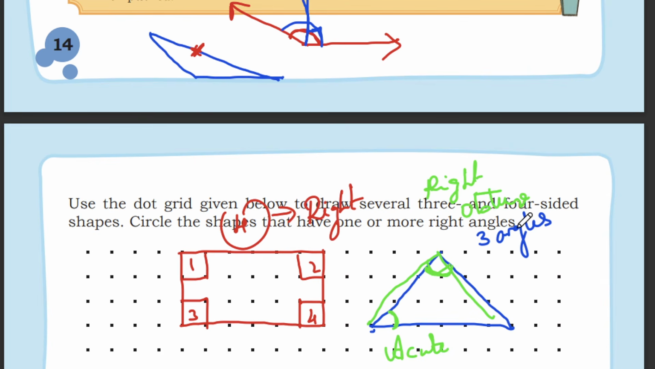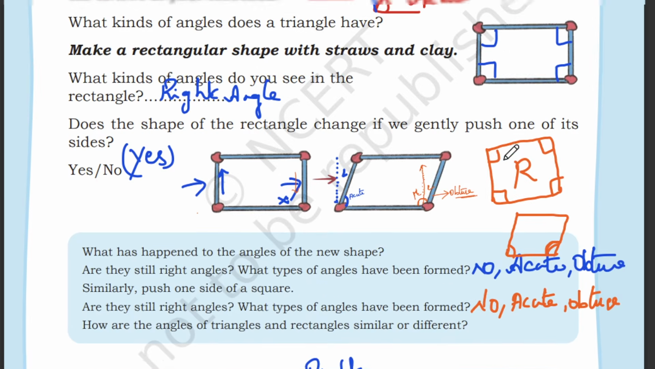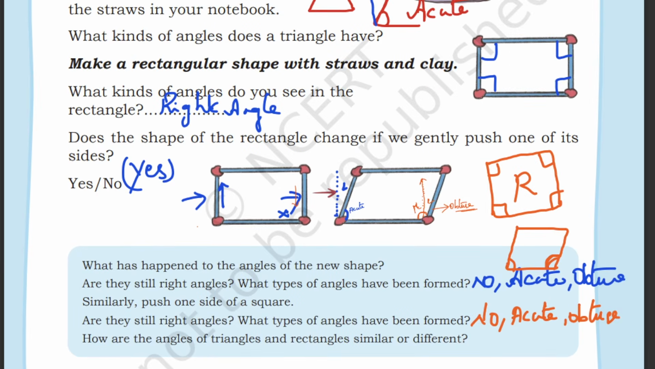So in a triangle we have 3 angles. It can be either a right angle, or an acute angle, or an obtuse angle. So for example, I'll draw another triangle here and show you. This one, a bigger one, you have a triangle here. So this one is an obtuse angle. Okay. So here you can write an answer.